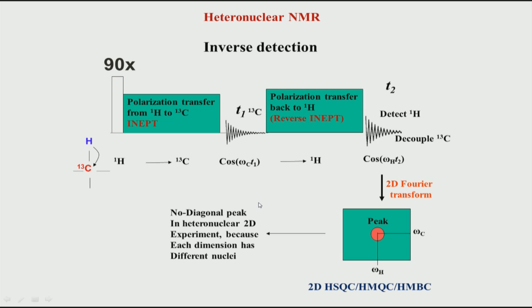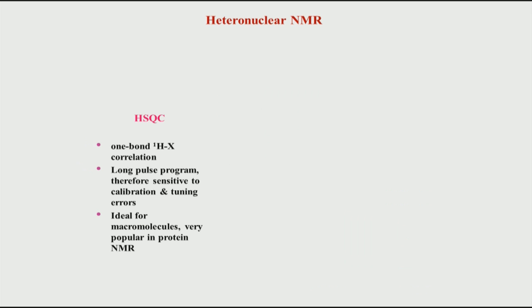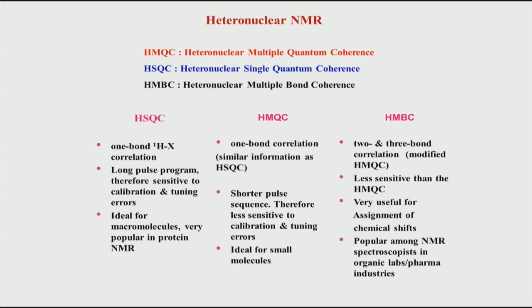So, whenever any two axes are proton, then you can expect to get a diagonal. But whenever there is a carbon-proton or proton-nitrogen or any proton-X nucleus or any X and Y nucleus correlation, there is no concept of a diagonal peak because the two nuclei are different. So, now let us go to this list of experiments that we will see in this course.